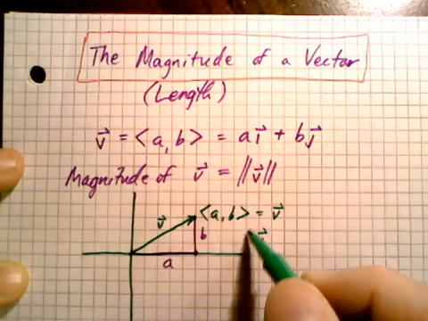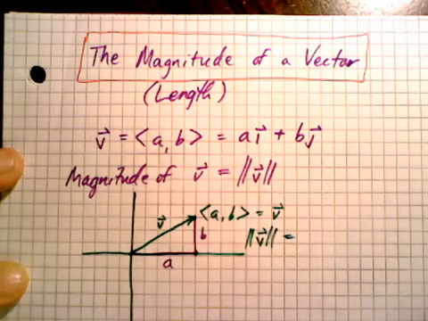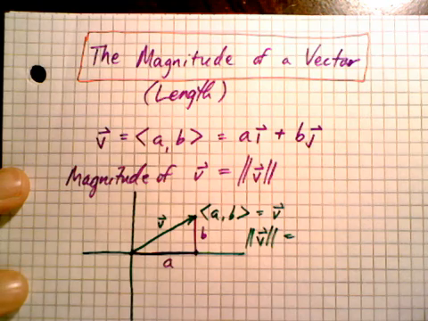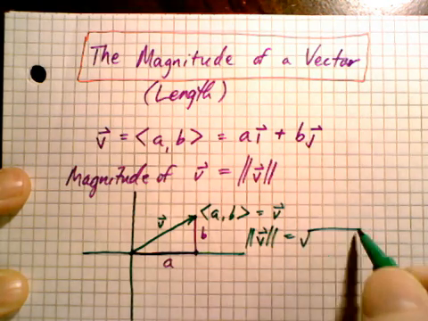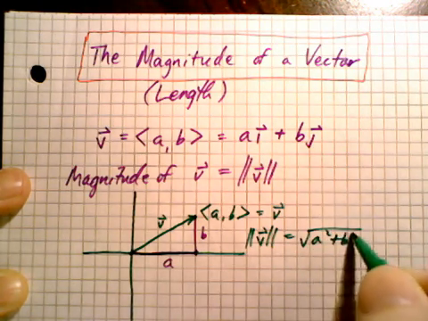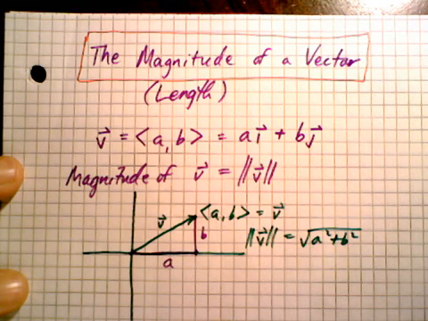So what's the length of the vector? You should be able to do that right now. That's the Pythagorean theorem, right? It's the square root of a squared plus b squared. That's all you have to do. That's the length of the vector.